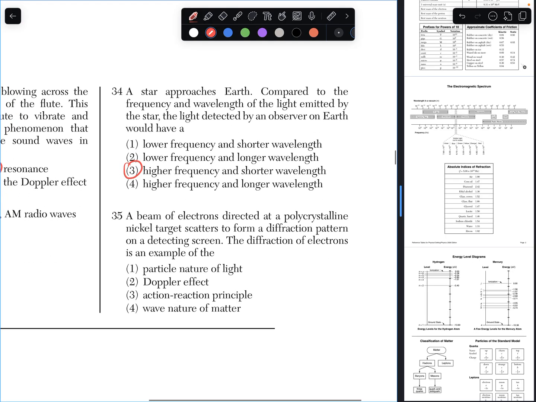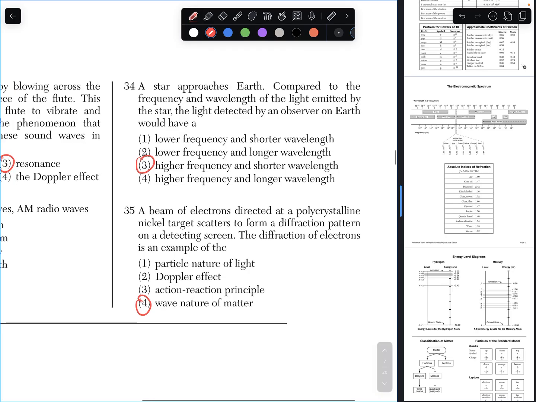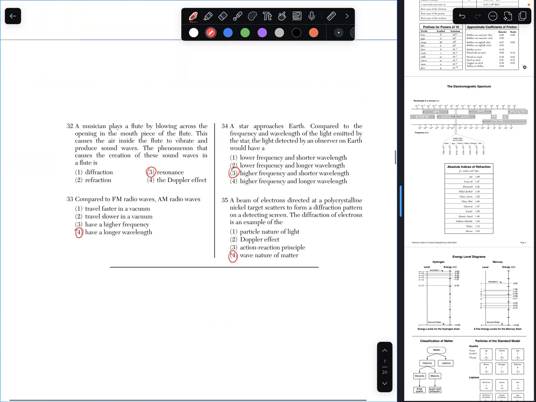Okay. A beam of electrons directed at a polycrystalline nickel target scatters to form a diffraction pattern on a detecting screen. The diffraction of electrons is an example of... So here, this is basically a definition question. It's the wave nature of matter. You kind of just have to remember that matter, like electrons, has both particle properties and wave properties. That's how matter can also have wave properties.